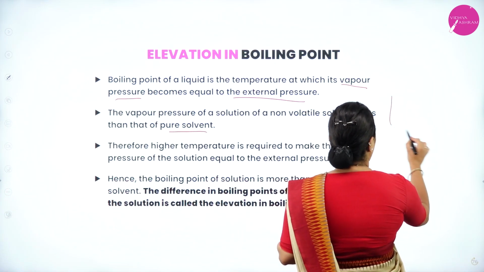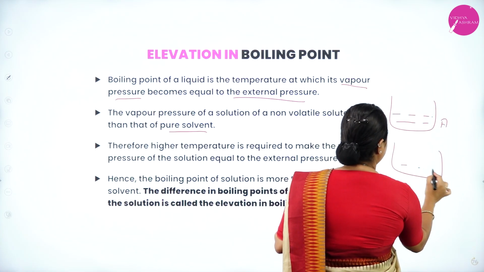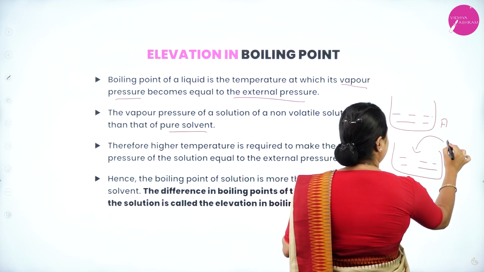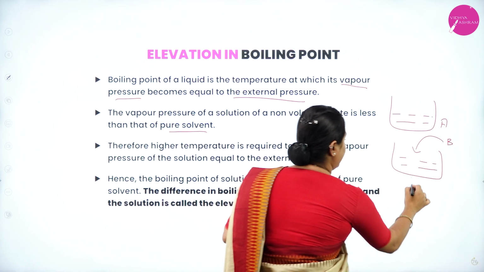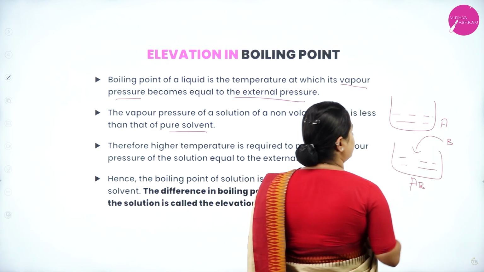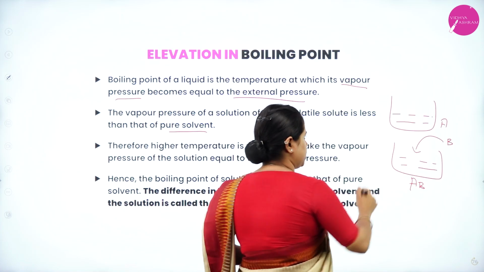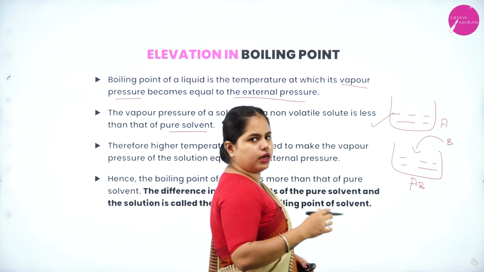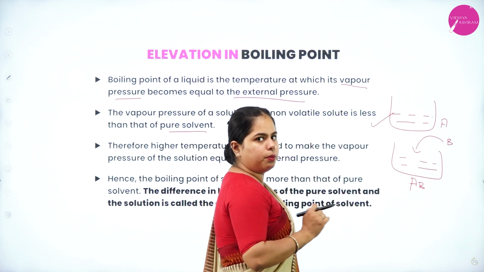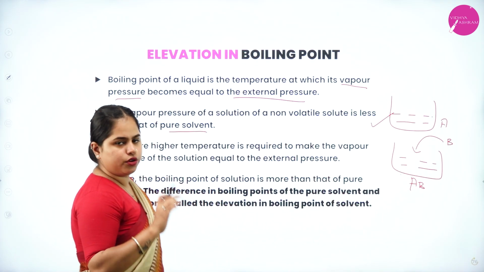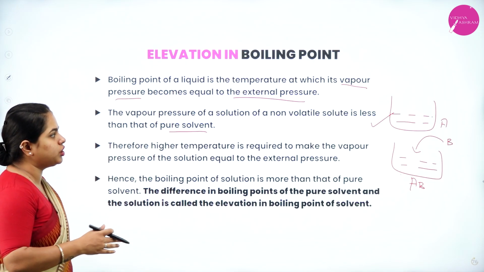So if I am having a pure solvent A here, to which I have added another component B, which is a non-volatile solute, now I have my solution AB here, and this is the pure solvent A. Will this have more vapor pressure or will this have more vapor pressure? This will be having more vapor pressure, right? Already we have discussed. And this will have less vapor pressure because of the presence of the non-volatile solute. That is what is shown here. The vapor pressure of the solution is less.